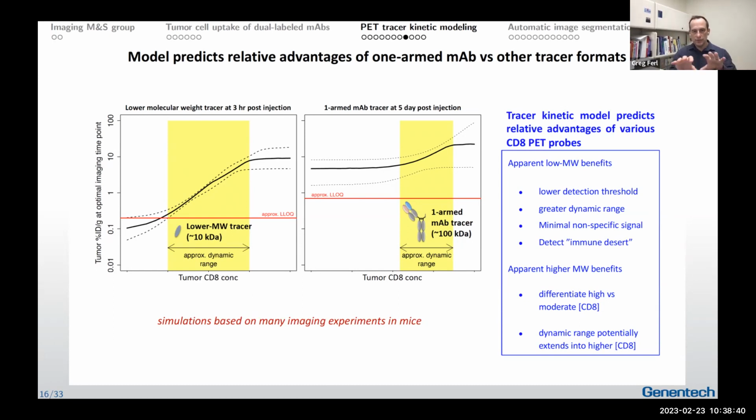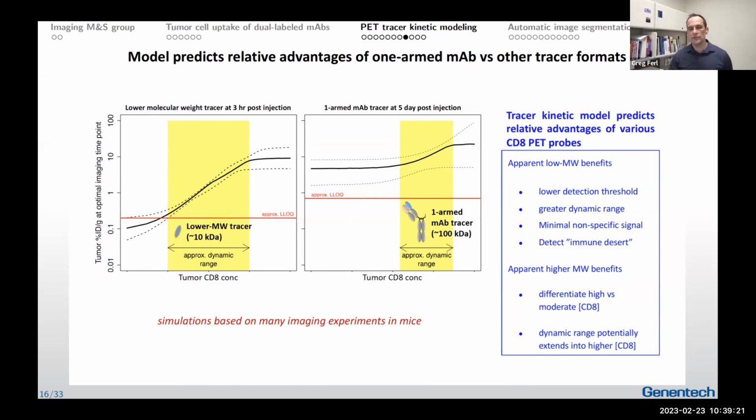in the tumor. And when you do this head to head and compare two different tracer types, it gives you some insight into the utility of the tracer. So not surprisingly, for the lower molecular weight tracer, at a 3-hour post-injection time point in mouse, you have a much wider dynamic range compared to the one-armed antibody at 5 days post-injection. This is due to two things. One is the affinity of the tracer is about 10 times higher for the VHH, but also the PK, pharmacokinetics, is much faster.